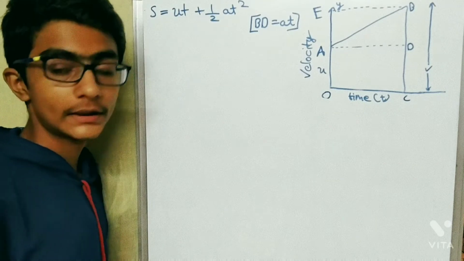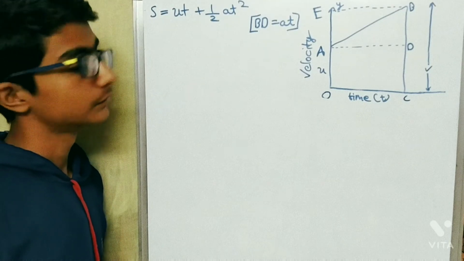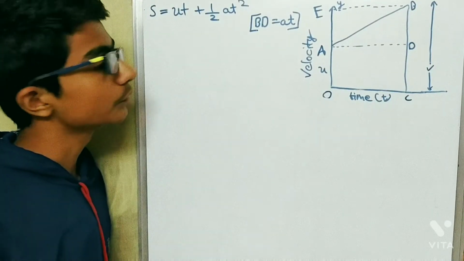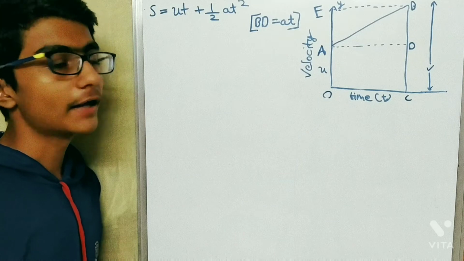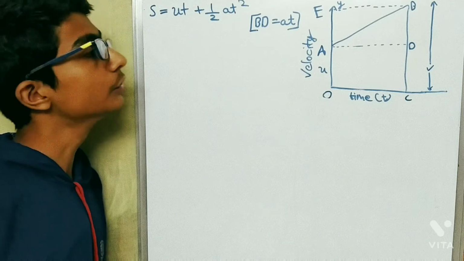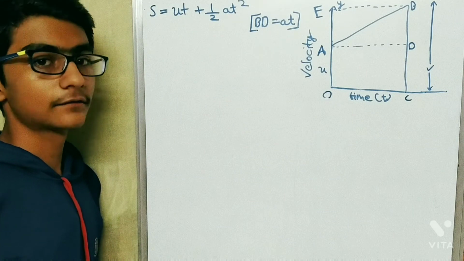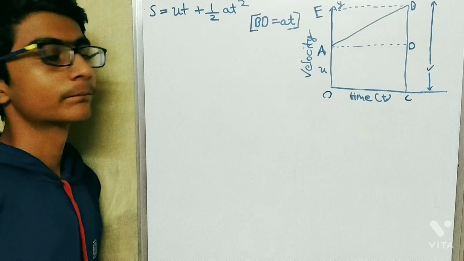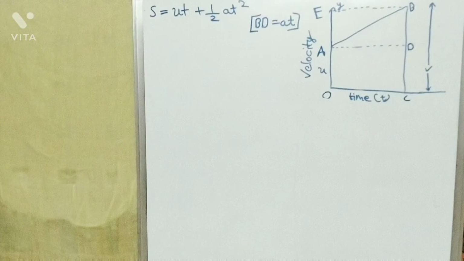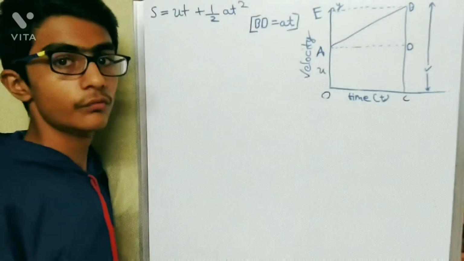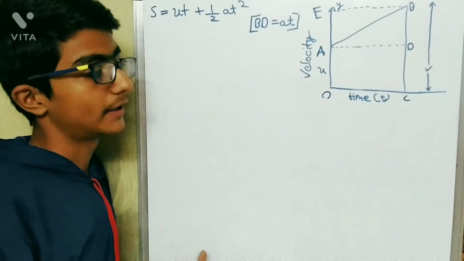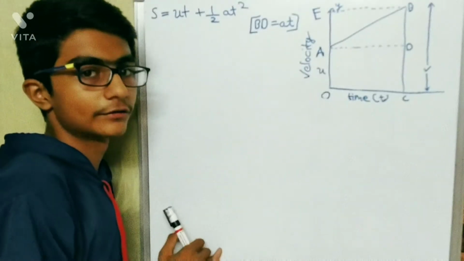Today we are going to continue physics and derive the second equation, that is S = ut + 1/2 at². In the first part of the derivation, I derived the first equation, v = u + at. That equation was derived. So now we are going to derive S = ut + 1/2 at². So how to derive this equation?